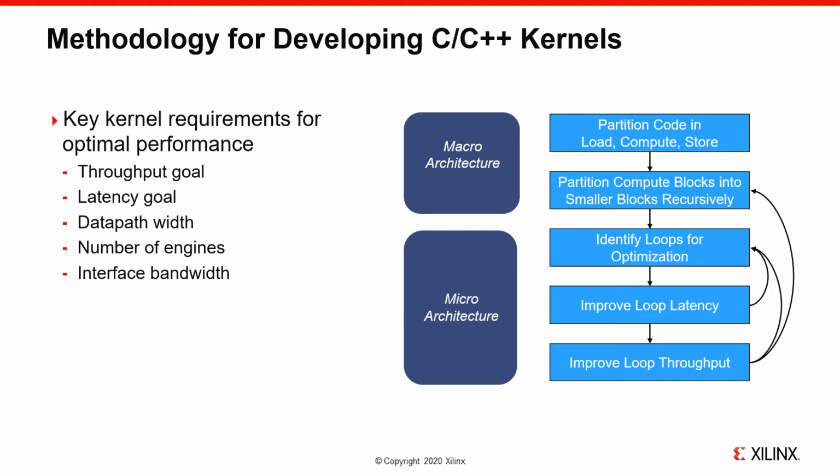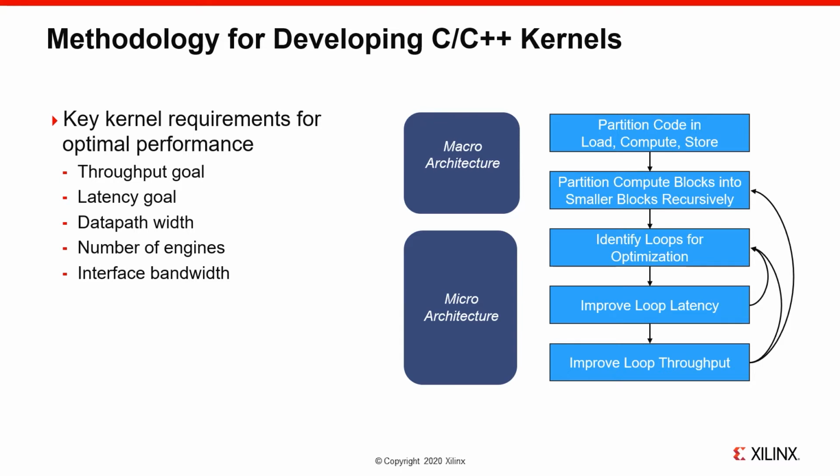Designing the kernel involves structuring source code and applying compiler directives to create the desired kernel architecture to meet our performance requirements. Prior to beginning kernel development or starting the coding phase, the following key kernel requirements or targets should already have been determined for your system. A throughput goal, or how quickly data will be processed in your system. A latency goal, how quickly results will be available or how quickly your system will respond to an input. Data path widths, the number of processing engines, and available interface bandwidths.